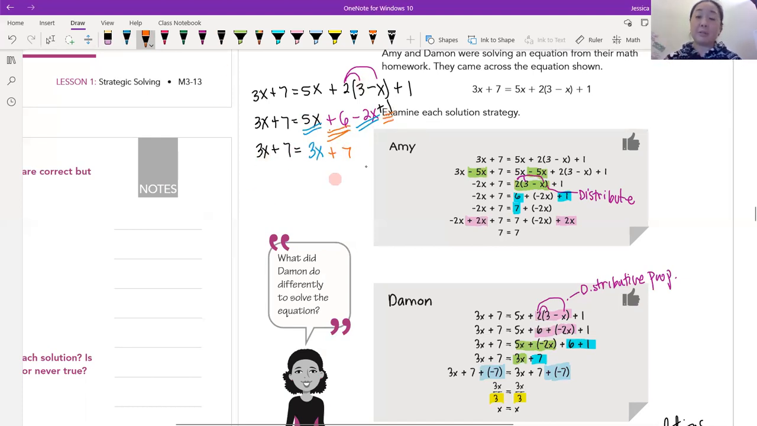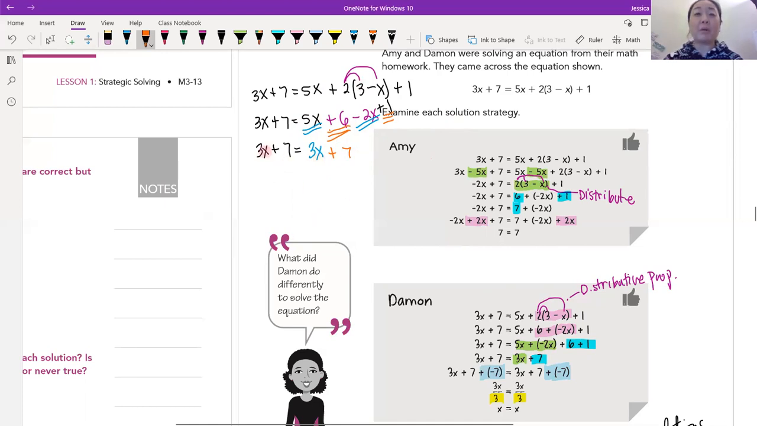So do you see how we're doing this? We're doing this exactly the way, well, not exactly, because what Damon did was he switched them around. So he gathered all the x's together and all the numbers together. Right? There's a property about that. Was it associative property? I have not taught that part in so long.